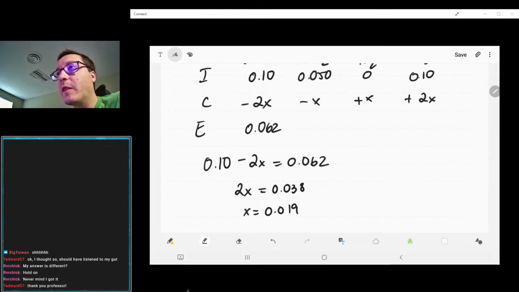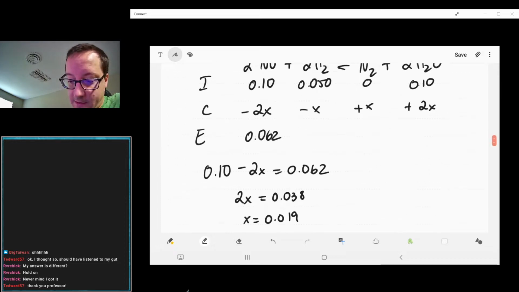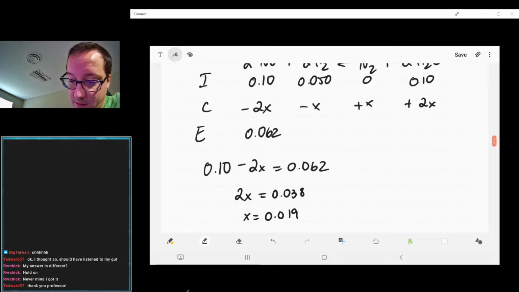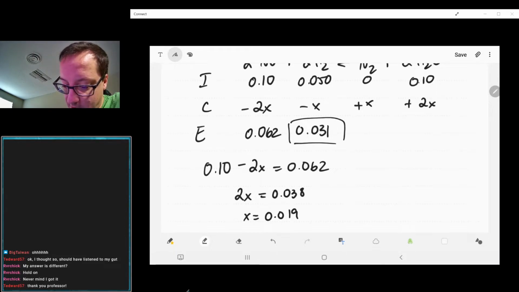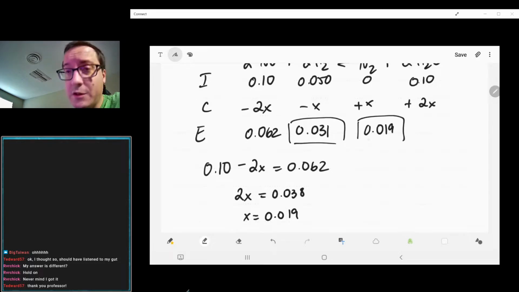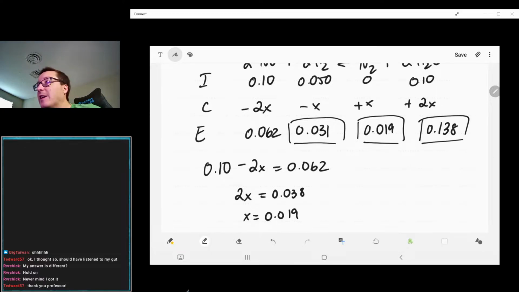Hopefully the math is right there. I'm doing it in my head, but that's what I get. And so doing so, we're going to have 0.031, we're going to have 0.019. These are all in concentrations of molar, or units of molarity, by the way. And this would be 0.138 for our water. And so that's how you would end up calculating those, since we're already given the information here.